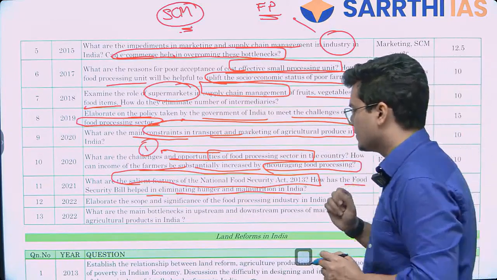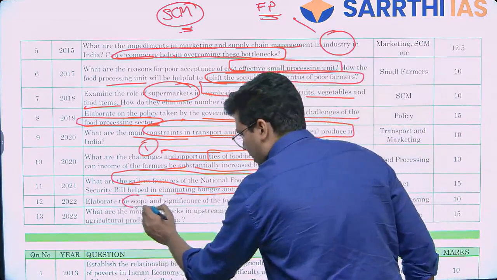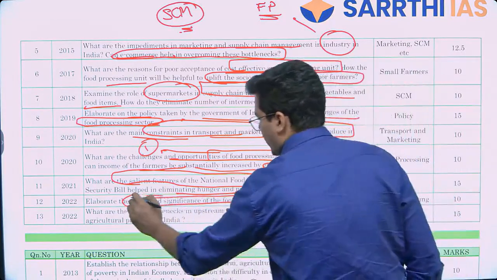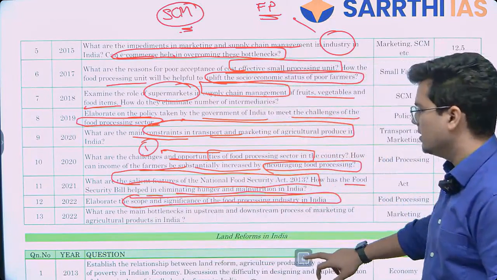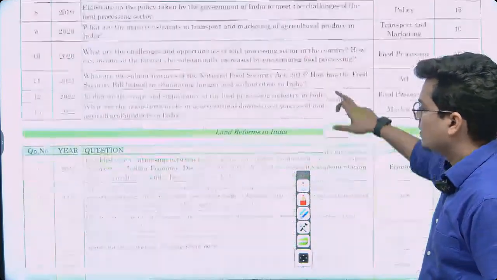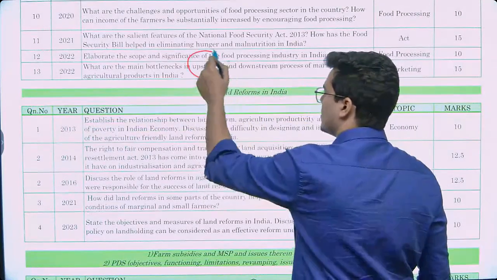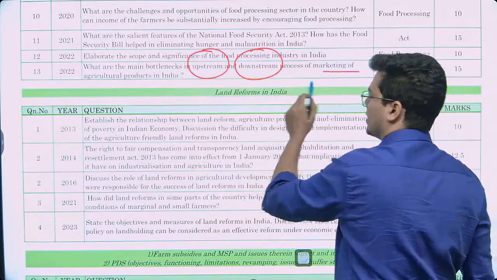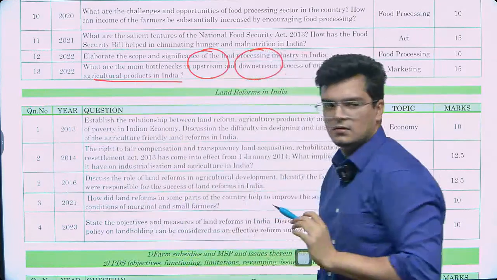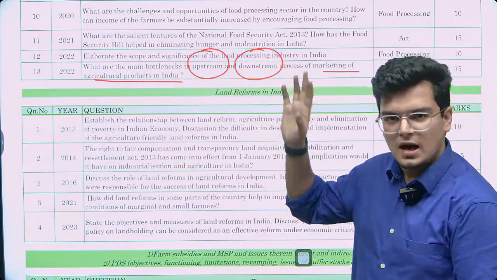Okay, then. Again, 2022 repeated question, scope and significance of food processing industry in India. Again, 2022 repeated question, bottlenecks in upstream and downstream process of marketing of agricultural products in India. So again, as you see here, questions are repeated.